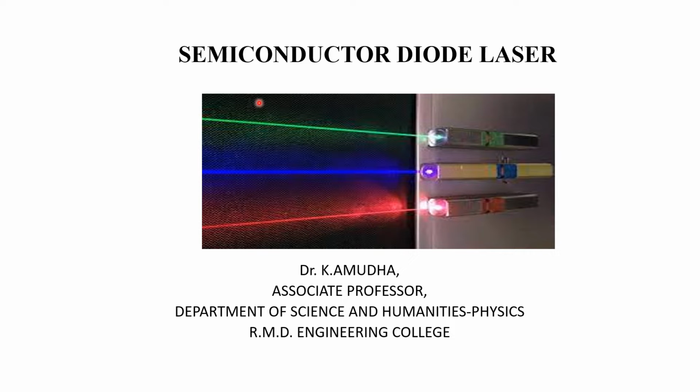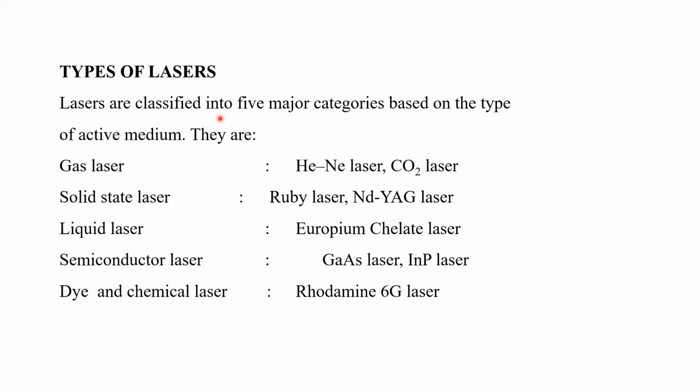In this video, I am going to talk about semiconductor diode laser. When you see the types of lasers, lasers are classified into 5 major categories based on the active medium. They are gas laser, and the active medium will be helium neon laser. Helium and neon gases are used as active medium.